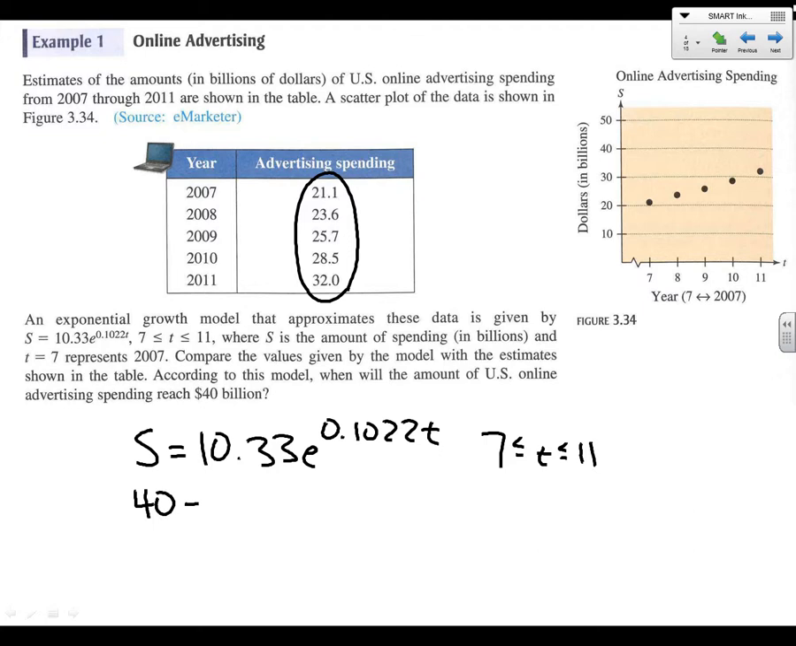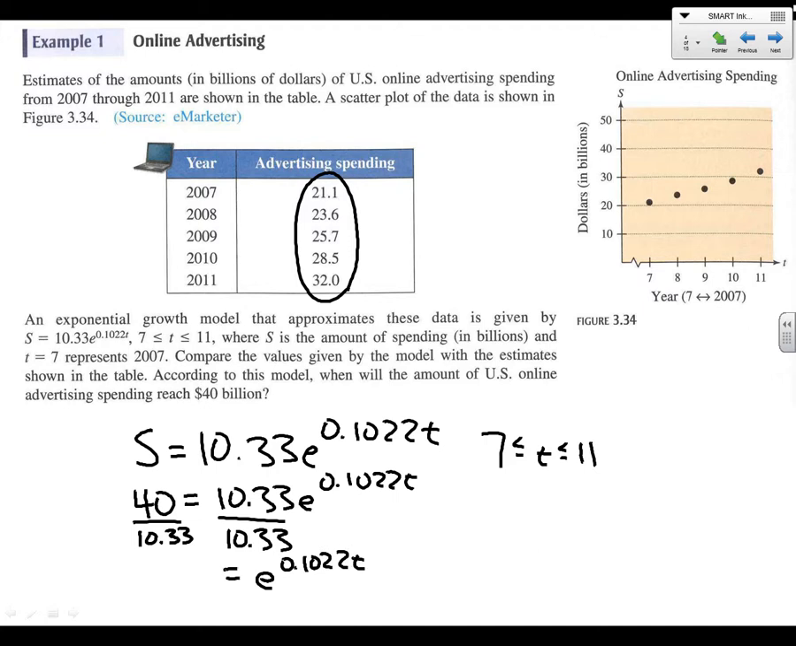We're going to put 40 in here, and we'll have 40 equals 10.33 e to the 0.1022t. Our job is to solve for t, to figure out how long it will take to get to 40. Step 1, divide by 10.33. If we do that, we end up with e to the 0.1022t equals about 40 divided by 10.33, which is approximately 3.87.